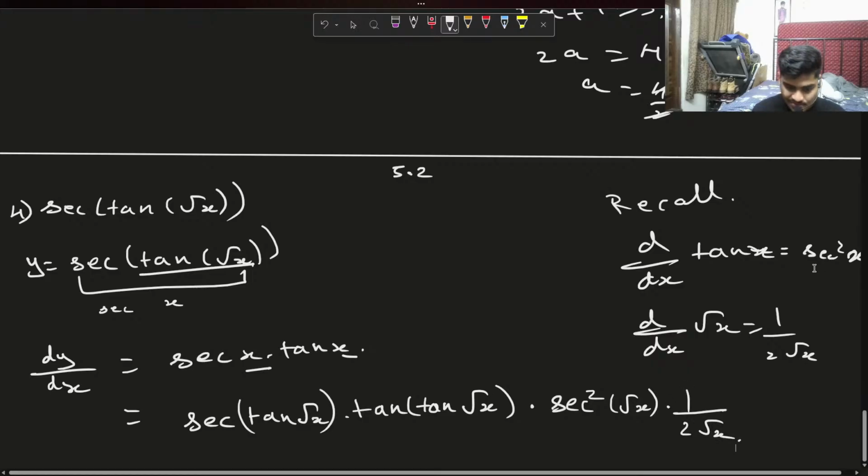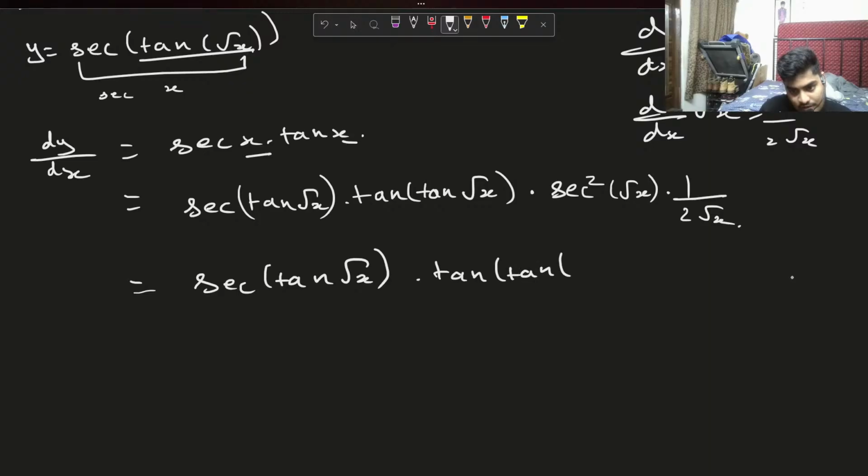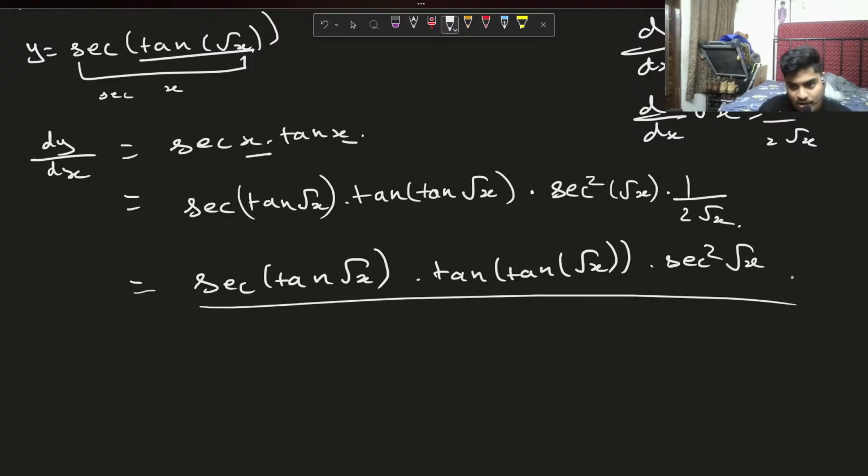So this is as simple as that. You don't need to do anything, just multiply. The numerator is sec root x tan root x into sec square root x, by 2 root x. That's it. As simple as that. Yes, no? As simple as that.